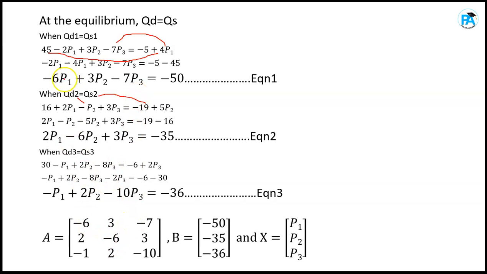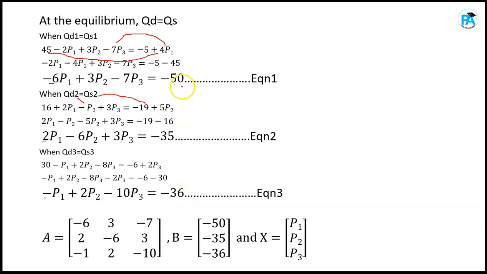So you see that we took this -6, 2, and then -1. Then you do it for P2 as well: 3, -6, 2. And then -7, 3, and -10. You see that? Then your B should be this and this.